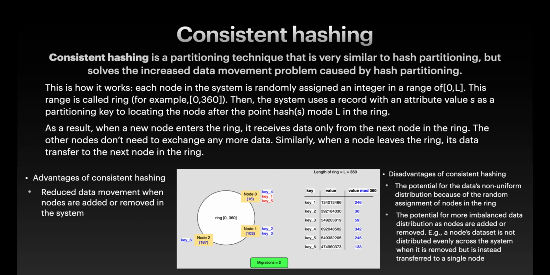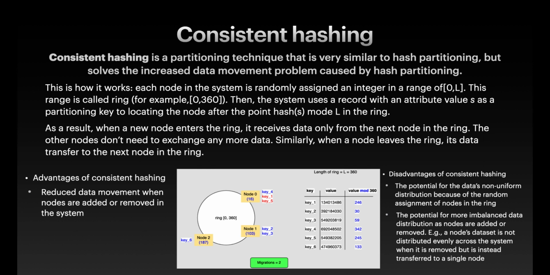As a result, when a new node enters the ring, it receives data only from the next node in the ring. The other nodes don't need to exchange any more data. Similarly, when a node leaves the ring, its data transfers to the next node in the ring. Advantages of consistent hashing: reduced data movement when nodes are added or removed in the system.